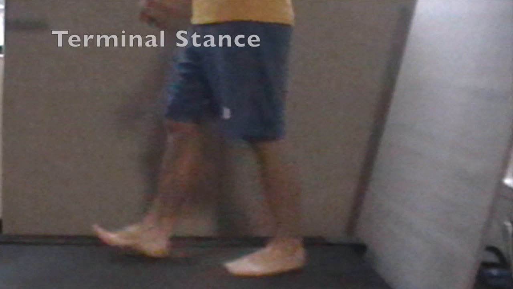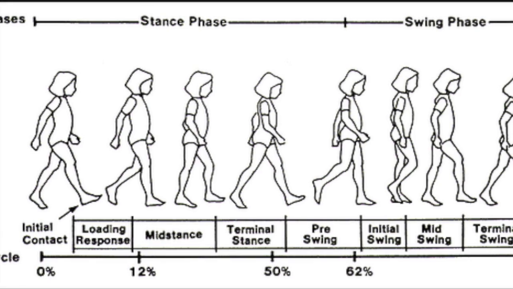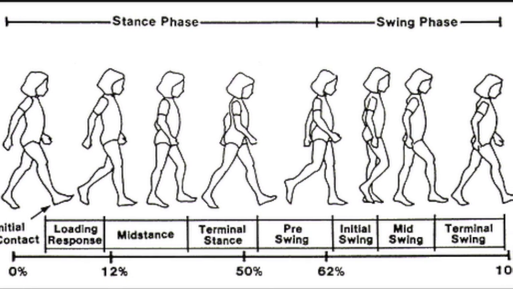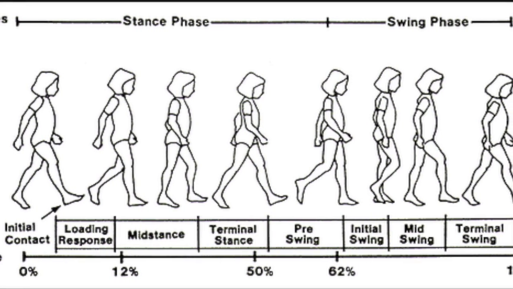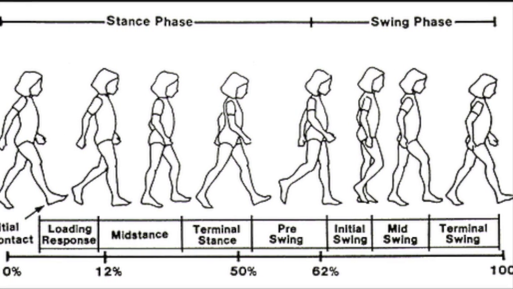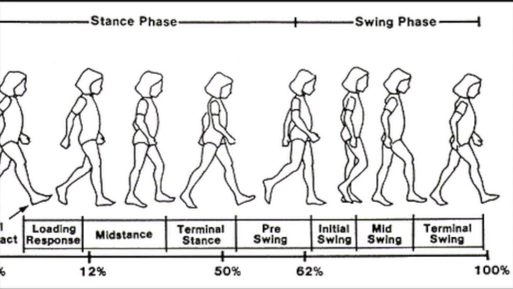The next stance phase is terminal stance. Terminal stance is when the heel of the trailing foot is no longer in contact with the ground, but the toes are still in contact. Then it ends once the leading foot comes in contact with the ground. The last stance phase is the pre-swing. Pre-swing is the second section of double support. The pre-swing begins with the toe of the trailing foot coming off the ground and the front foot going through the initial contact. This phase is when the weight is transferred from one foot to the next.